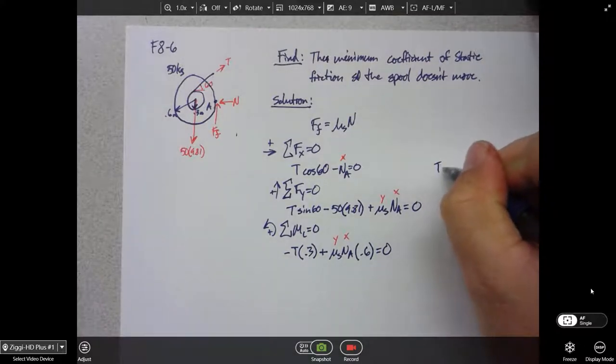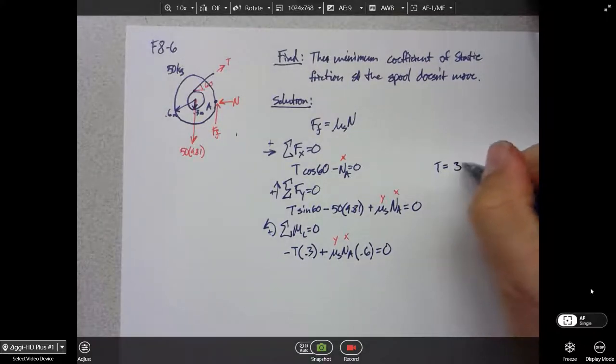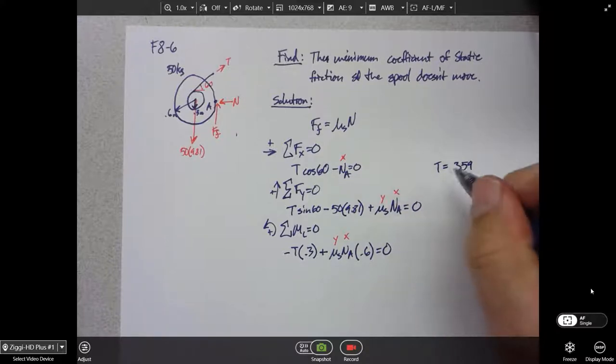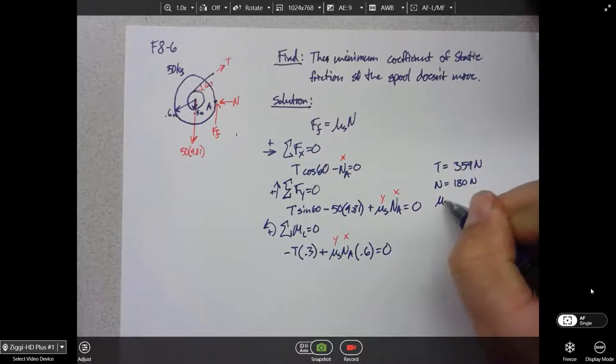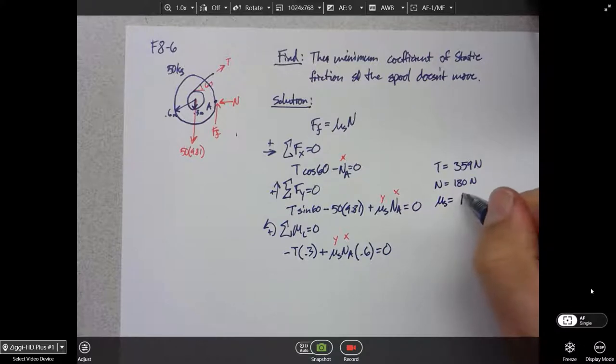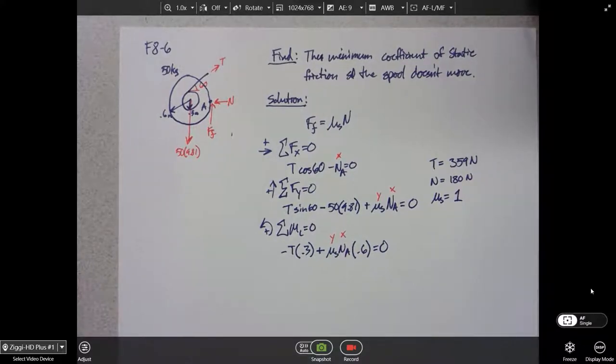All right, what numbers did you get, Travis? For T, I have 359. Yep. For normal force, I have 180. Mm-hmm. And for coefficient of static friction, I have 1. Yeah, wow. That's what I got. Everybody agree with that? Okay. So it's going to have to be a really sticky wall for this not to slide.